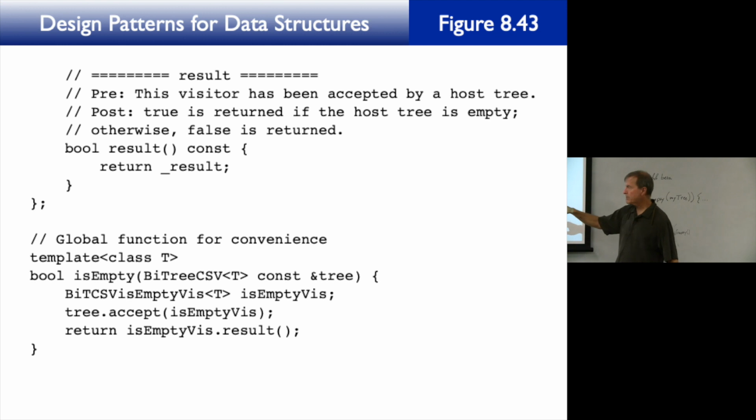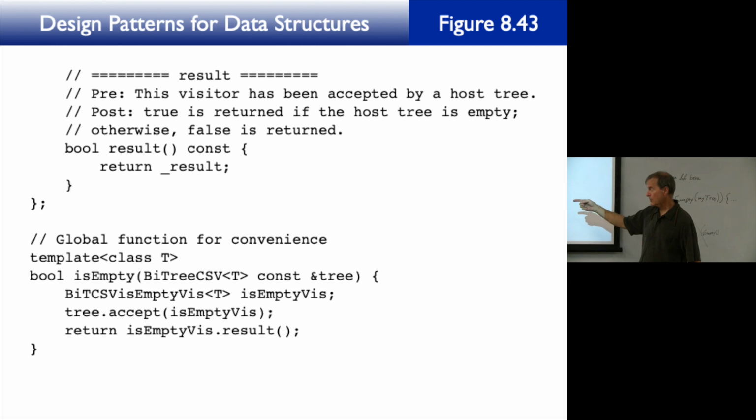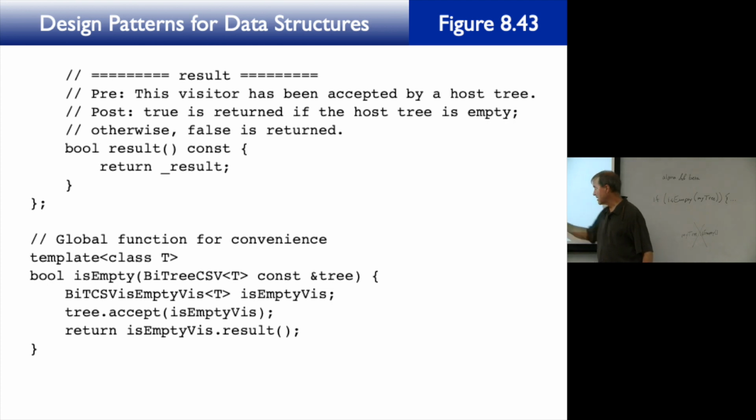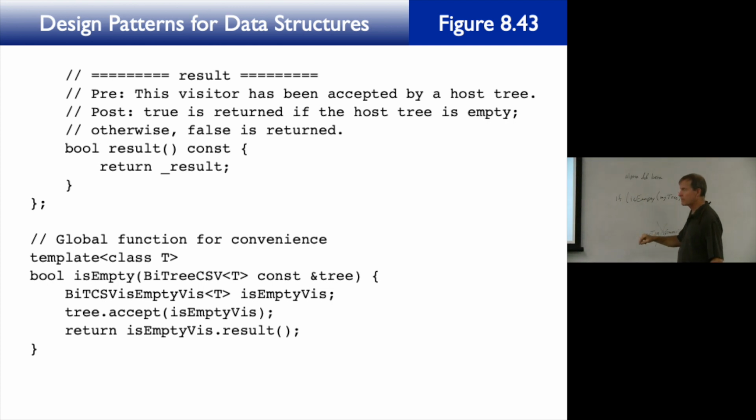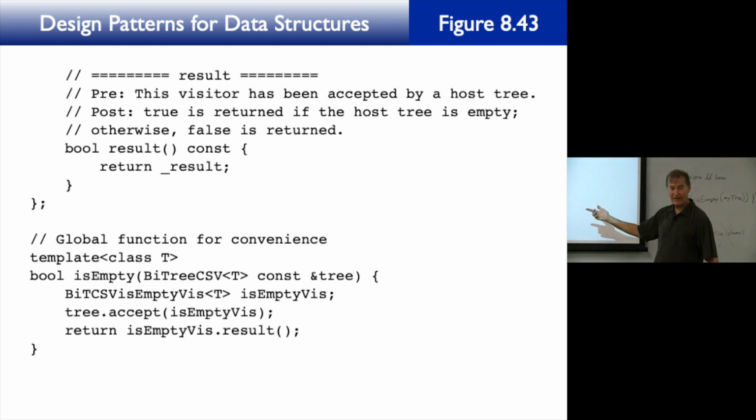So we're saying ByTreeCS is empty visitor is the type, and here's our little local visitor, is empty viz. And then we do tree.accept, which is like saying my tree.accept, right? And what do we pass along to accept? A visitor, whose methods get executed. And then we call this result method right up here to return. So we say return is empty viz.result. And that's is empty. And all this is familiar because we've all seen it before.